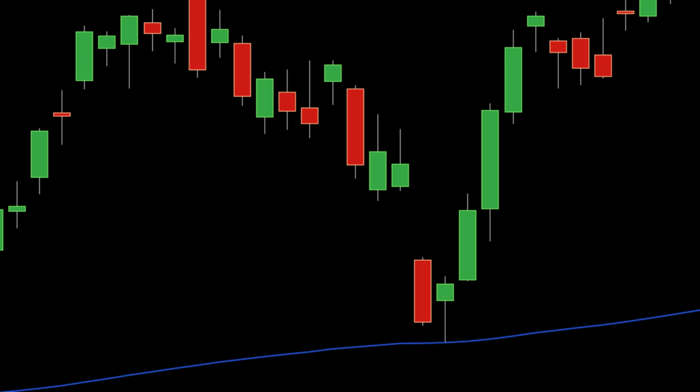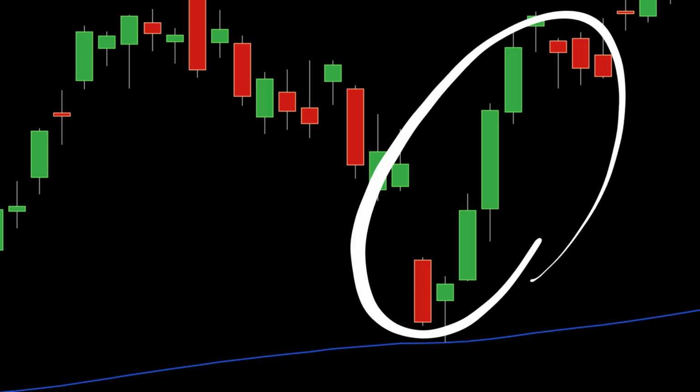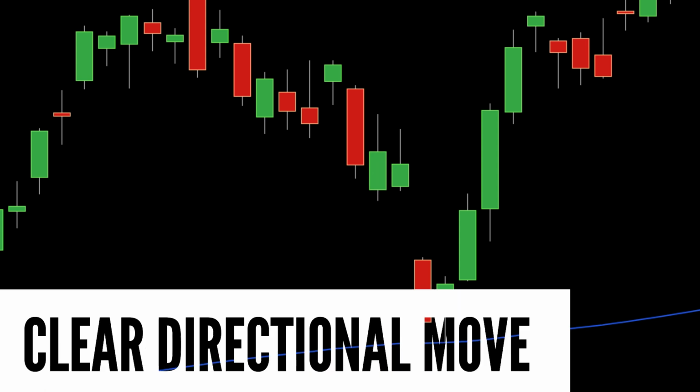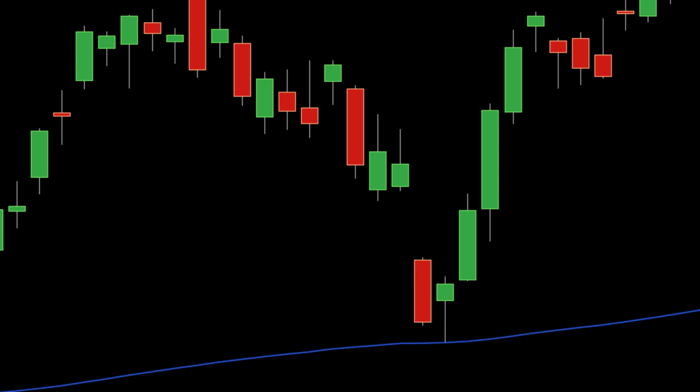Next, we have momentum candles. These are larger than the preceding candles, and they show a clear move in one direction. This is a sign of increasing momentum. And these candles can often precede significant price moves. So you've got to understand these candles in context.